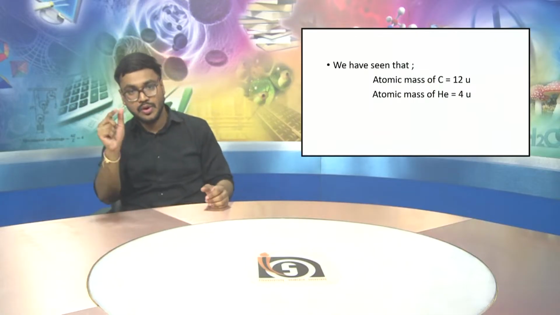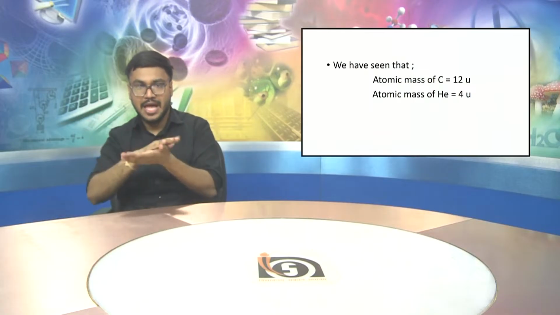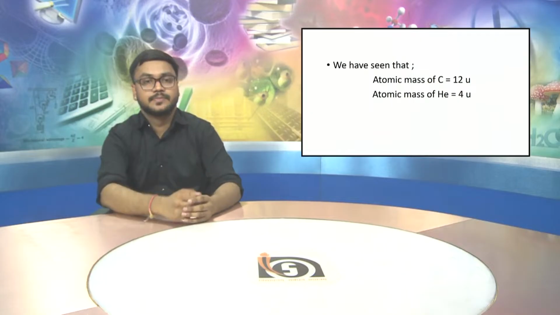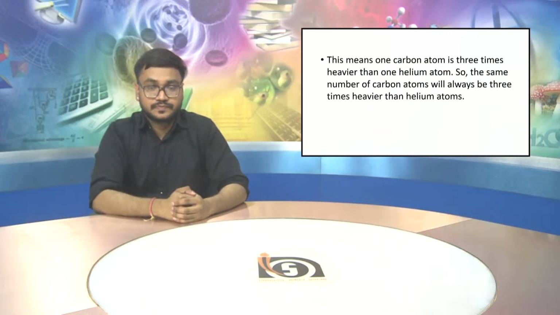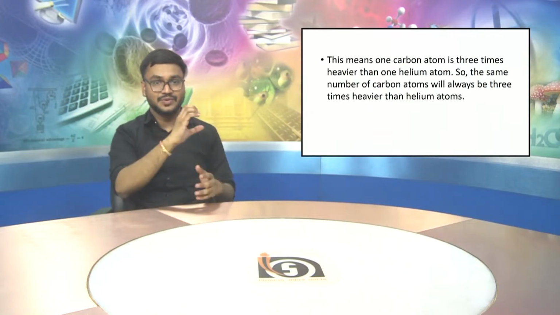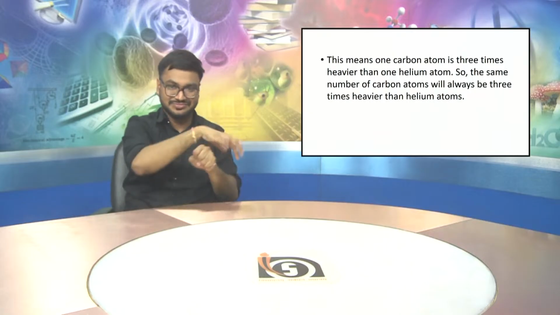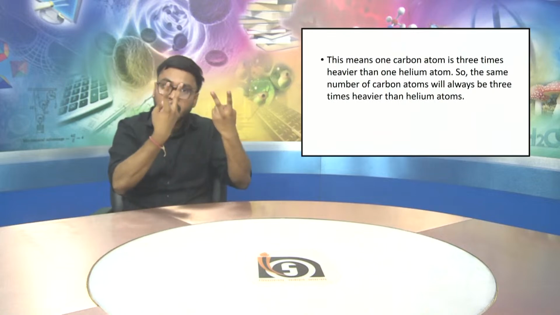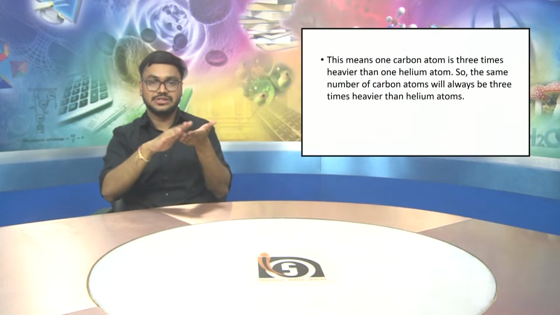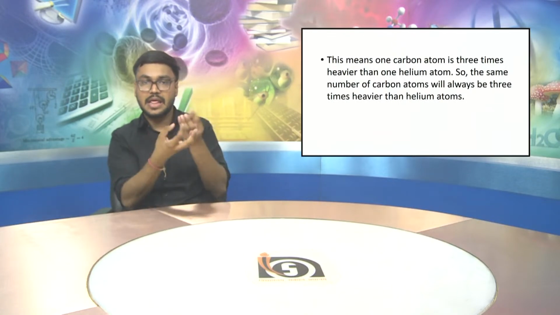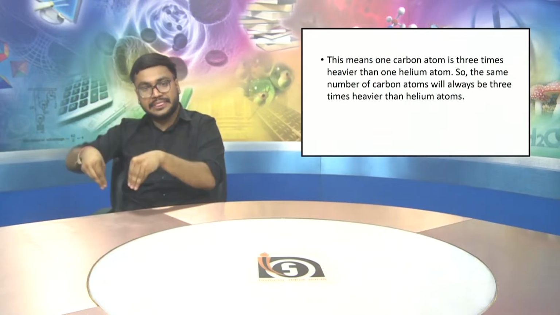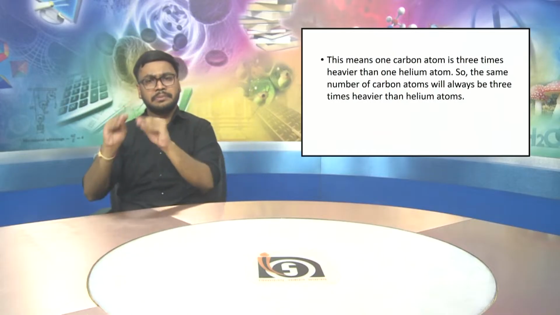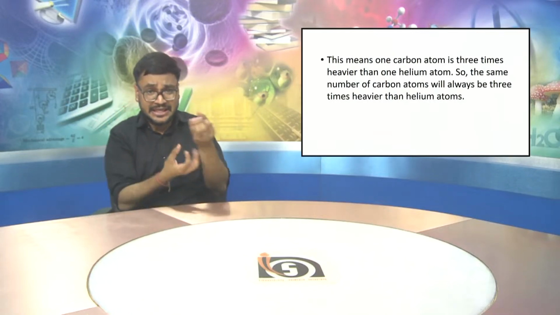We have seen that the atomic mass of carbon is 12 units and the atomic mass of helium is 4 units. So this means one carbon atom is 3 times heavier than one helium atom, so the same number of carbon atoms will always be 3 times heavier than helium atoms.